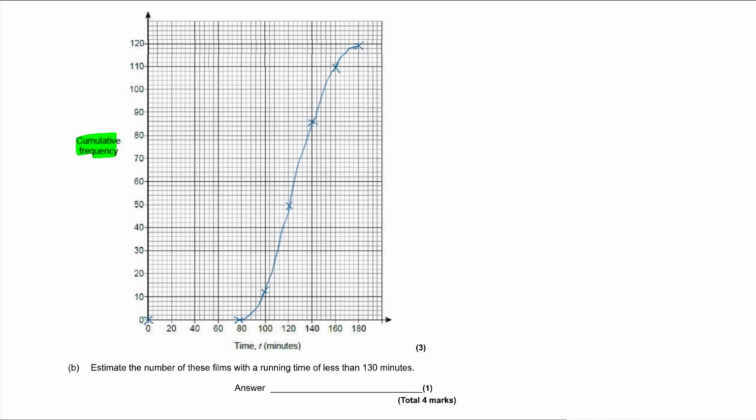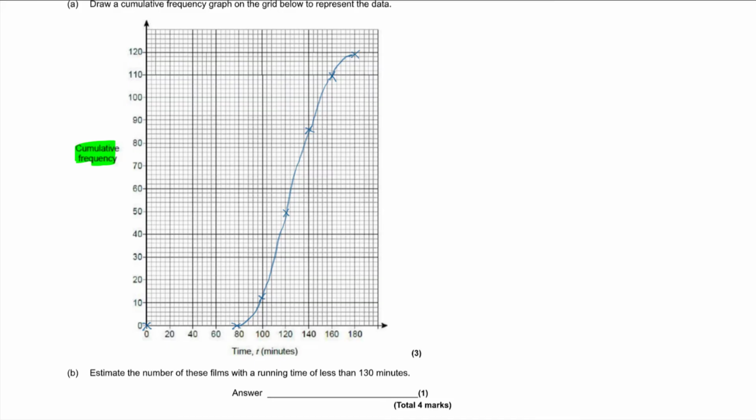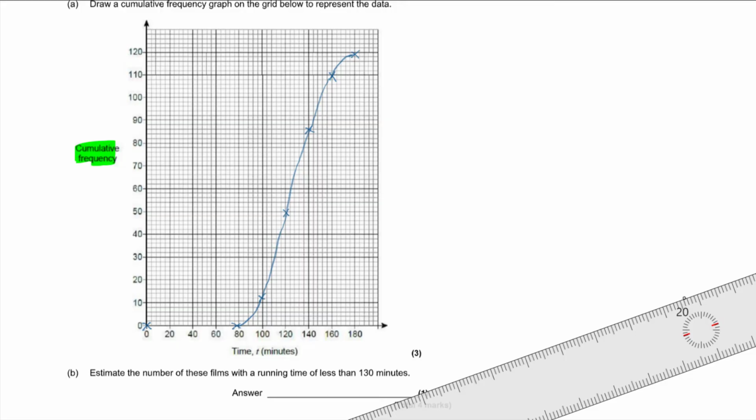And then part B says, estimate the number of these films with a running time of less than 130 minutes. Okay, so we're going to find 130 minutes on our scale. 130 is going to be halfway between 120 and 140, isn't it? It's going to be here.